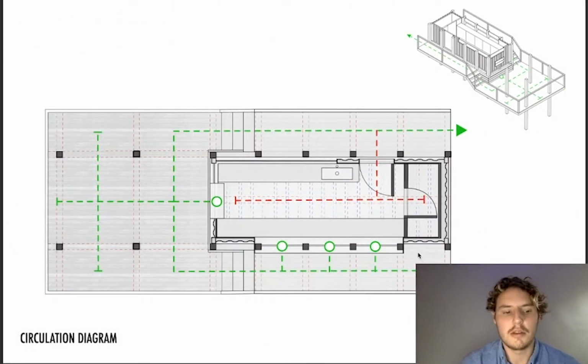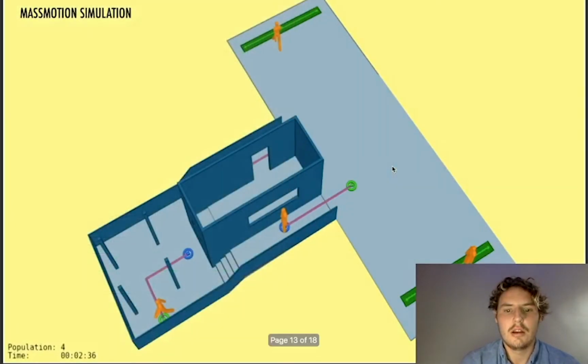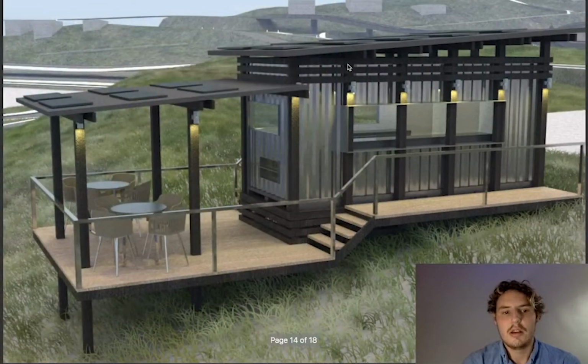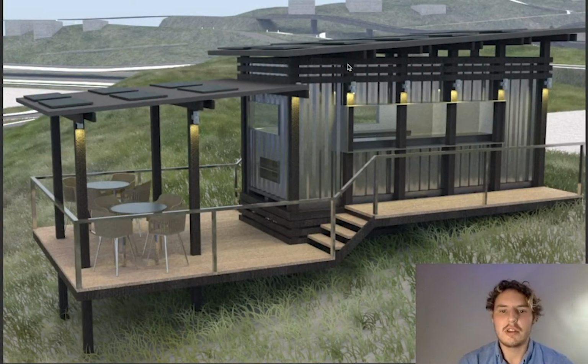And then here we just have a circulation diagram that shows in green how people would move around, and then in red how the workers would actually move around. Yeah. And then in MassMotion, I ran a simulation which shows how the actual people would enter, how they would walk around, and how they would exit. And then here we have some renders that I did, which shows materiality, how it would look on the actual site itself.